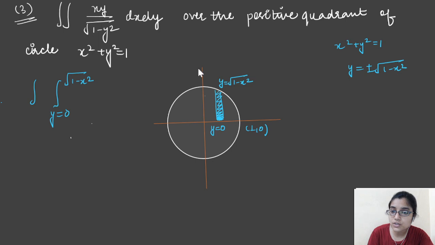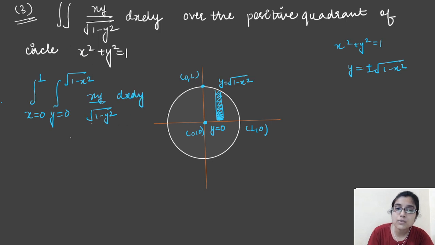So this point is (1, 0), this point is (0, 1), and this point is our origin (0, 0). So we'll go from left to right. Left to right, what we are seeing is that the limit of x is from 0 to 1. Write it down like this: the integrand with upper limit square root of 1 minus x square, and here we have dy dx.